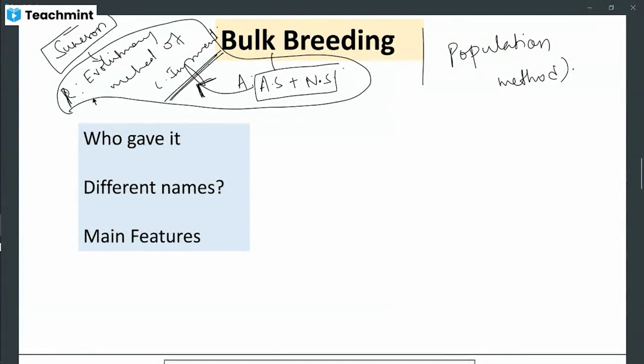This might be your assertion: bulk breeding is also known as the evolutionary method of crop improvement. And the reason is it involves both natural and artificial selection.